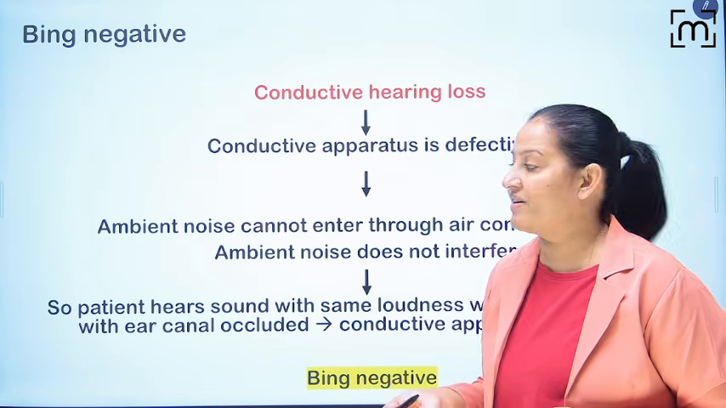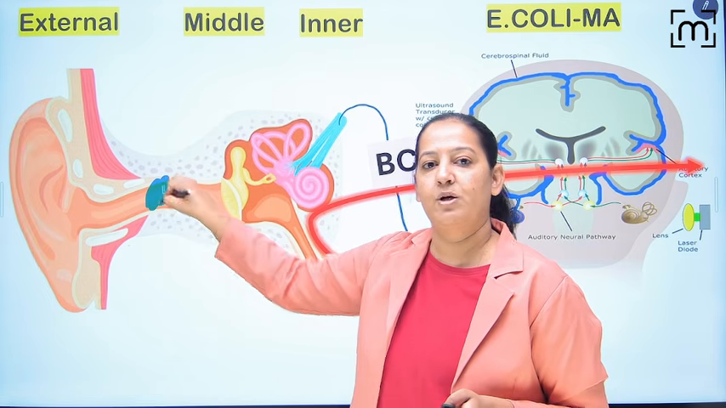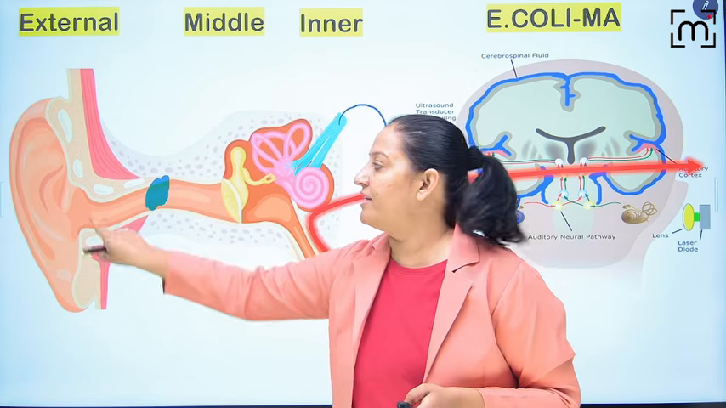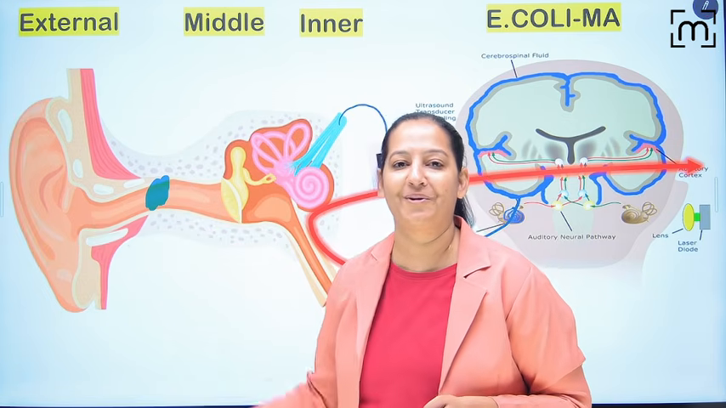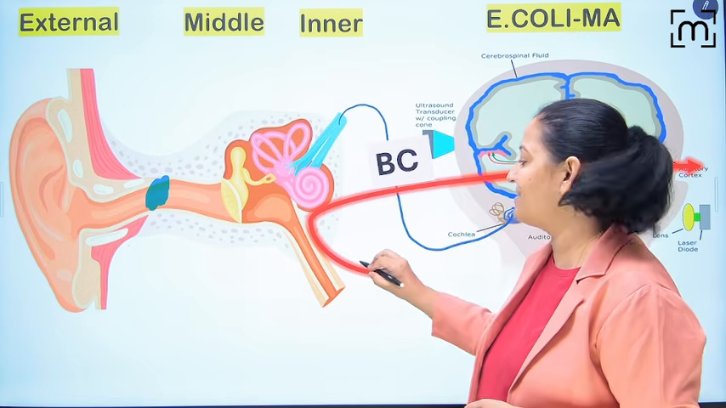Now let's do conductive deafness. What is conductive deafness? Wax. Best example is wax. Do wax here. Now what will happen? Whether you occlude it or open, it's permanently occluded. So on occluding or opening, there is no effect. Patients say, I hear the same.